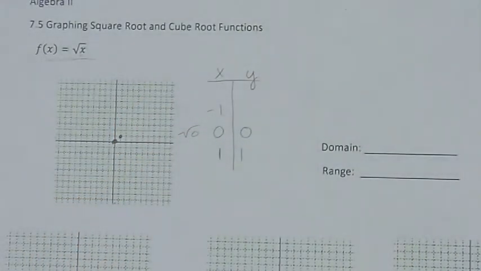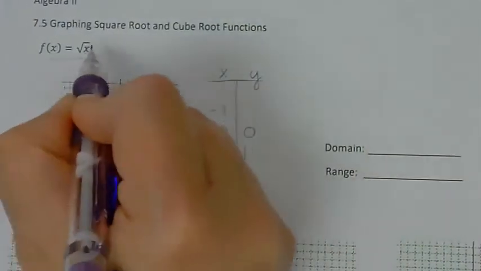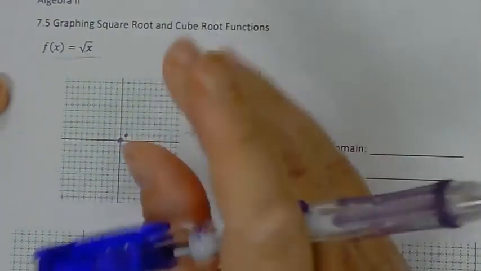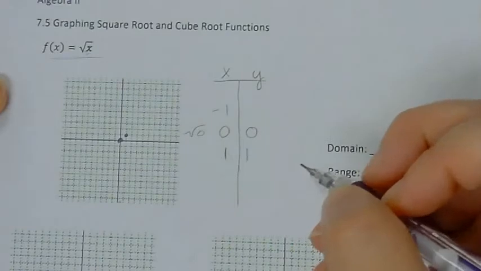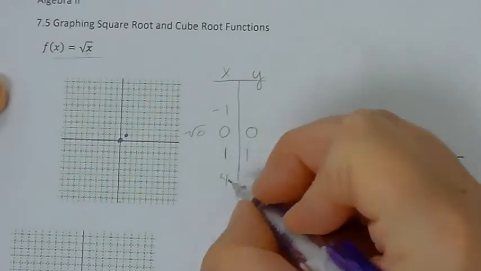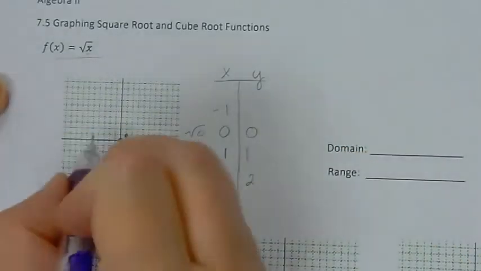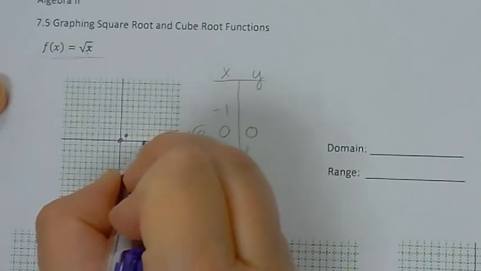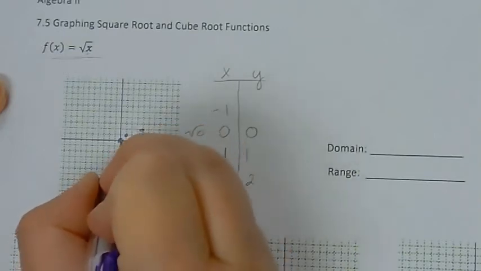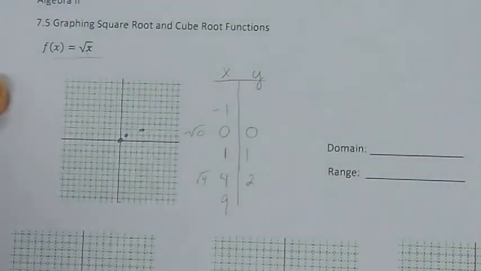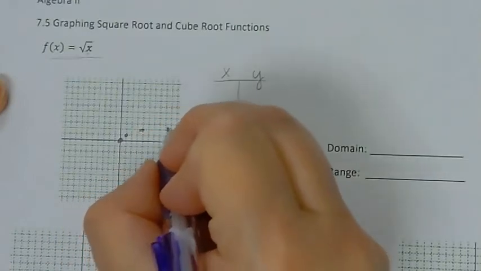And typically the next number we try is 2. But I don't want to try square root 2. Why would I not want to try the square root 2? Because I'm going to get a decimal. So instead of trying 2, I'm going to skip ahead and try the next number that I think will be easy to graph. I'm going to try the number 4. Because I know that the square root of 4 is 2. So I'm going to have 4 for the input value and 2 for the output value. So 4 and the square root of 4. The next number I would try would be 9, because that's the next perfect square. The square root of 9 is 3.